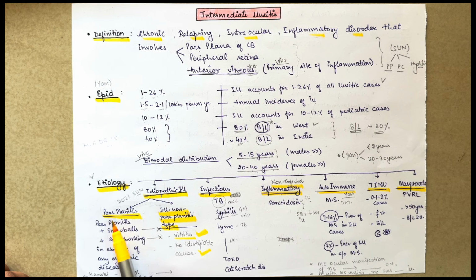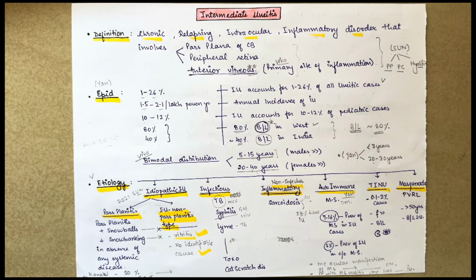But if you have to call it pars planitis, it is important to have snowballs and snowbanking. And if you call it non-pars planitis type, then only vitritis is there. So this is important. Now, different percentages are there. AAO, American Academy of Ophthalmology, mentions recently that 80 to 90% of the time intermediate uveitis is idiopathic. For cancer, it is mentioned 50%. So you can quote accordingly.